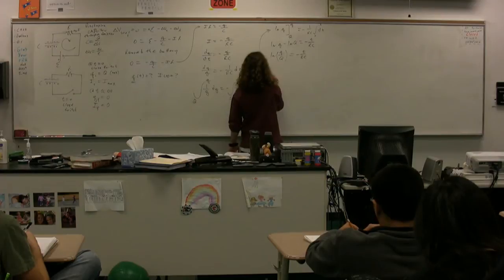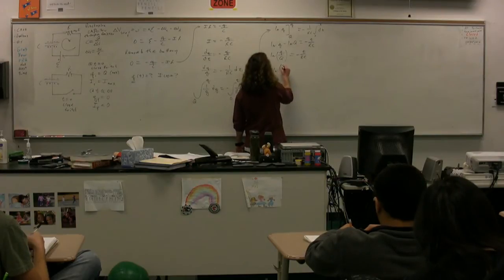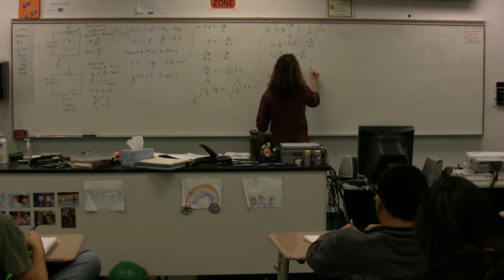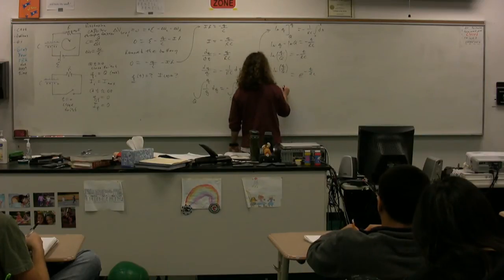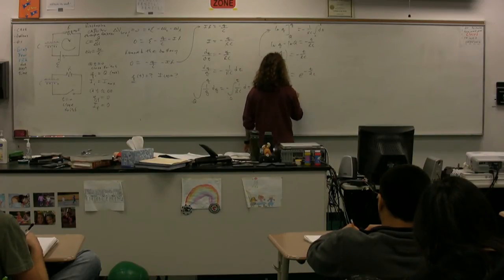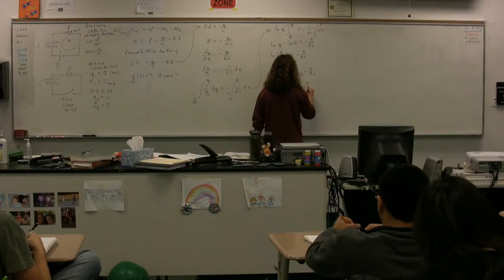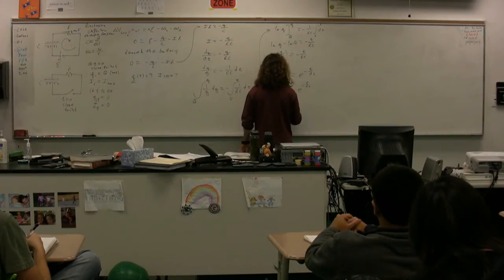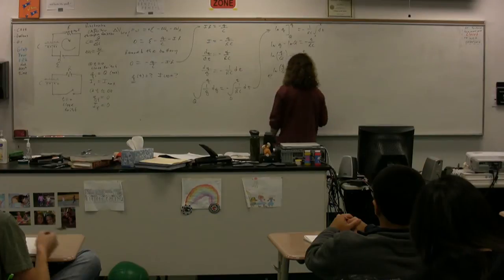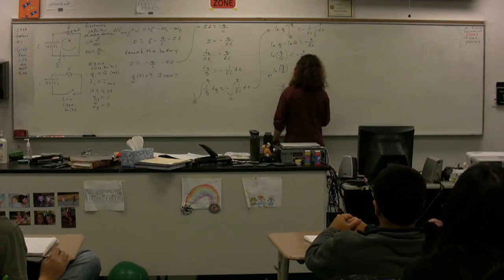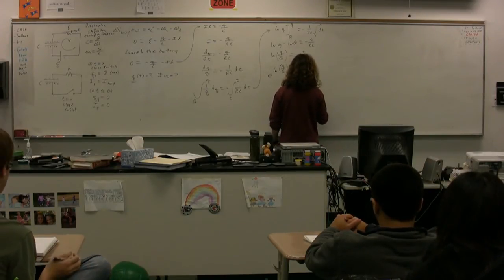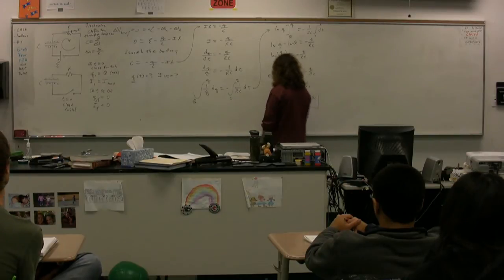At this step, what do we need to do? Raise everything to the e. So we have e to the natural log of q over big Q is equal to e to the negative t over RC. So on the left-hand side, we have little q over big Q, which is equal to e to the negative t over RC. In other words, the charge as a function of time is equal to Q, which was the initial maximum charge, times e to the negative t over RC.